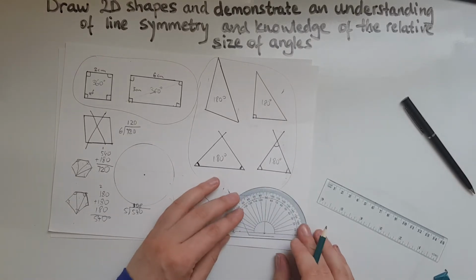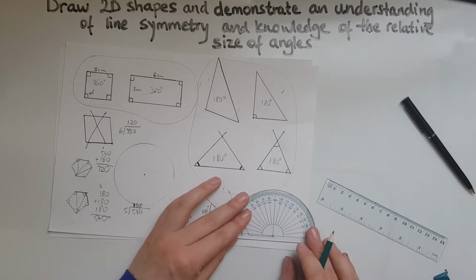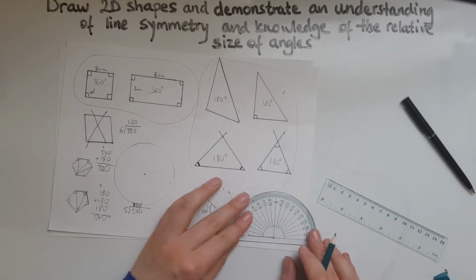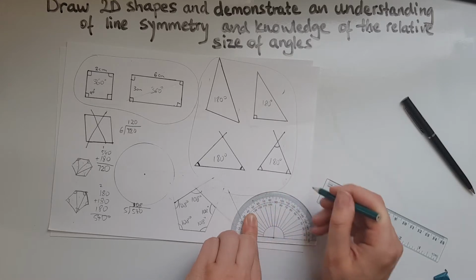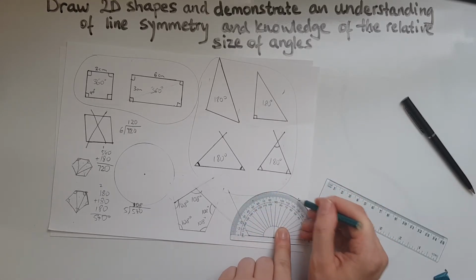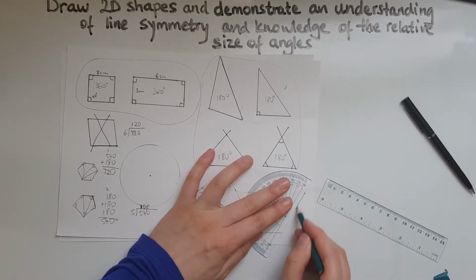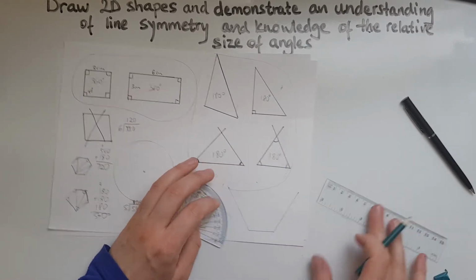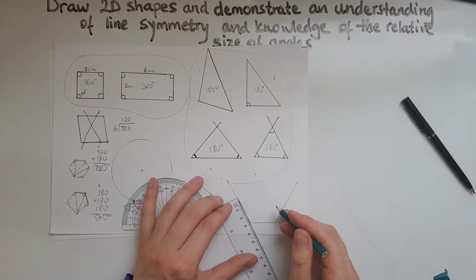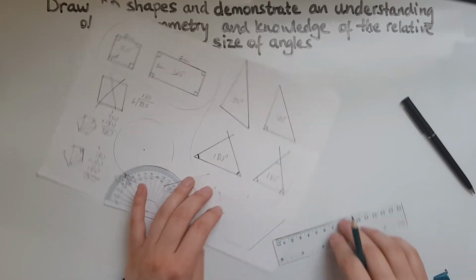And then on the other side, we've got 120 we need. So we go to 120, because we're starting from 0 here, 120. Connecting the dots. And again, it's got to be 3 centimeters long, so 3 there and 3 here.